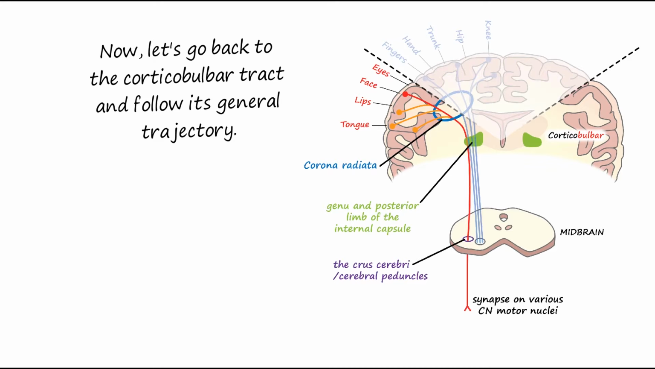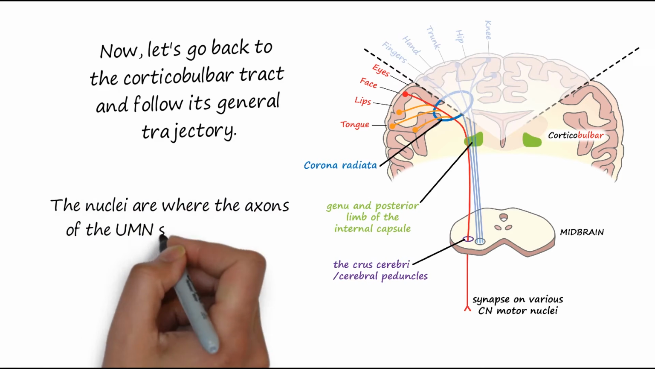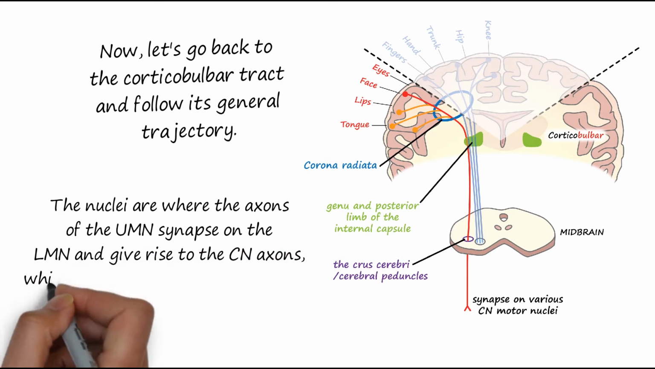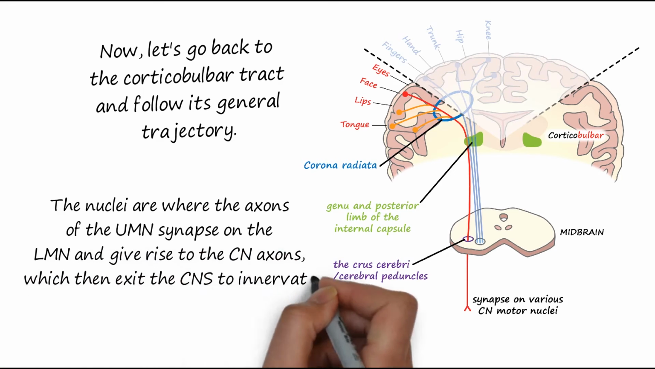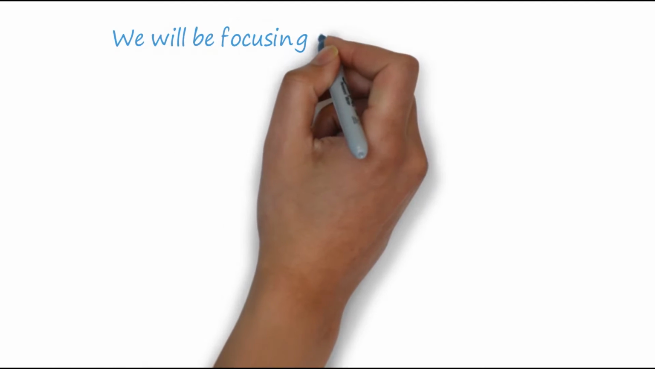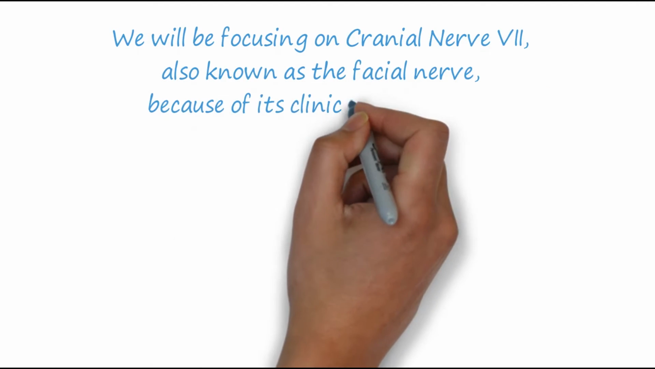Then, the axons distribute to synapse on various cranial nerve motor nuclei. The nuclei are where the axons of the upper motor neurons synapse on the lower motor neurons and give rise to the cranial nerve axons, which then exit the central nervous system to innervate the appropriate muscles. We will be focusing on cranial nerve 7, also known as the facial nerve, because of its clinical significance.